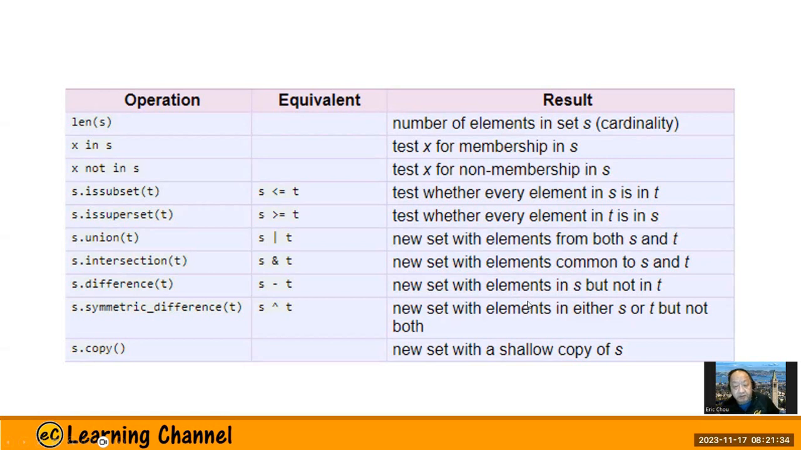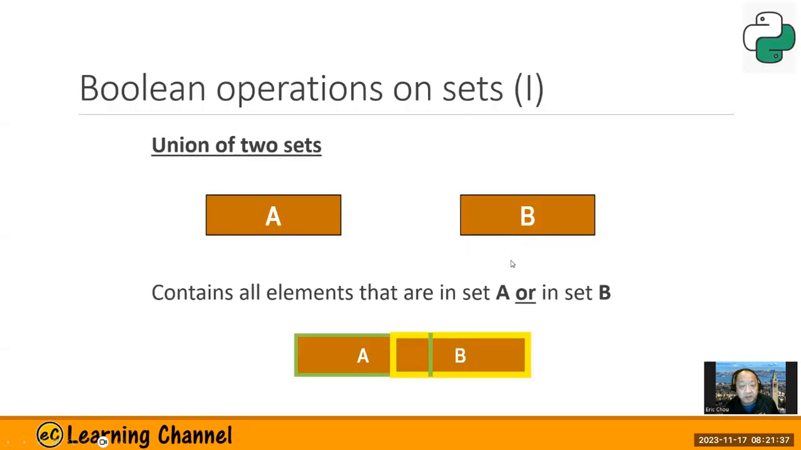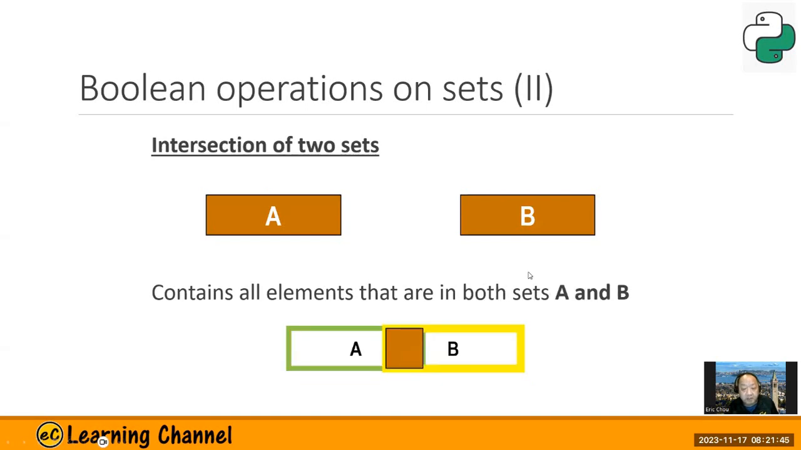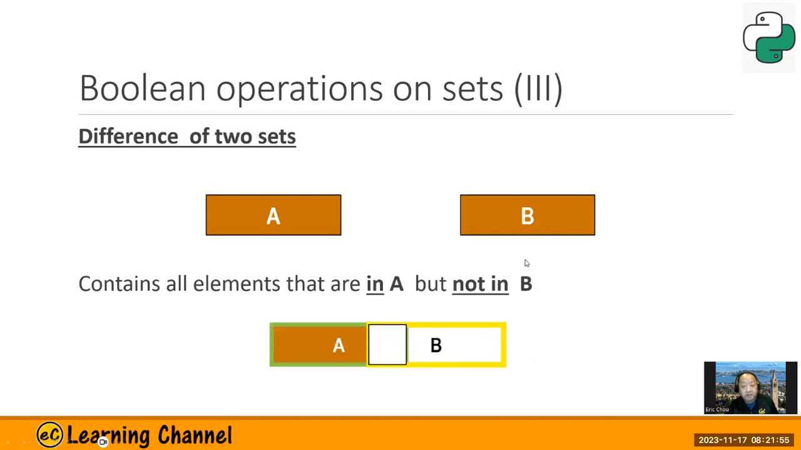S.copy will create a new copy of the set. So union of the two sets, you will combine two sets together. Intersection, you will only create a set that has the common elements in both A set and B set. Difference of two sets, A minus B, means you will collect the members that are from A but not in B. So it's the A set elements that are not also in B set.